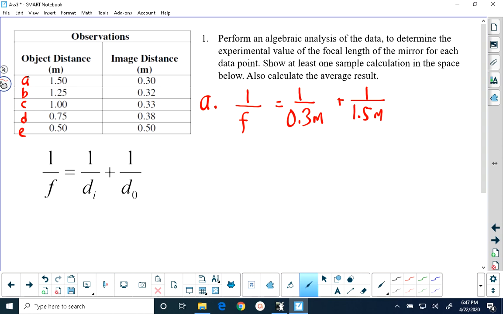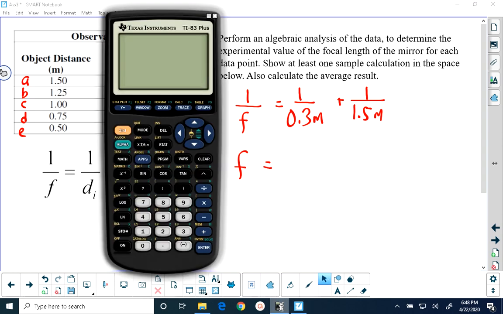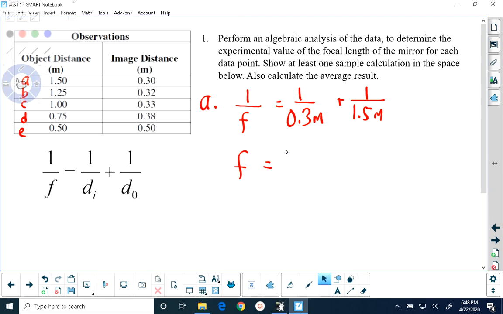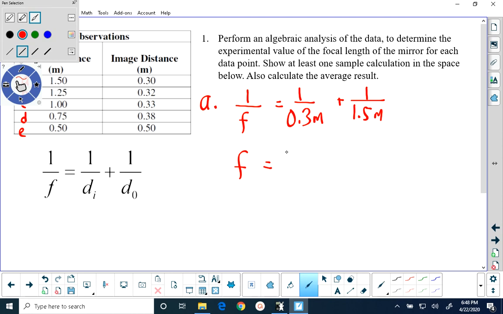Now I've put in the units here because I'm trying to model for you what I would expect from you on the assignment. You've shown your formula, you've shown your substitution, and now what we can do is calculate the answer. We'll take 1 divided by 0.3 and add 1 divided by 1.5. This, of course, does not give you the focal length. It gives you the reciprocal of the focal length. So we need to take 1 divided by that answer, and we get a focal length of 0.25 meters, or 25 centimeters if you want to put it into some units that maybe make more sense to you.